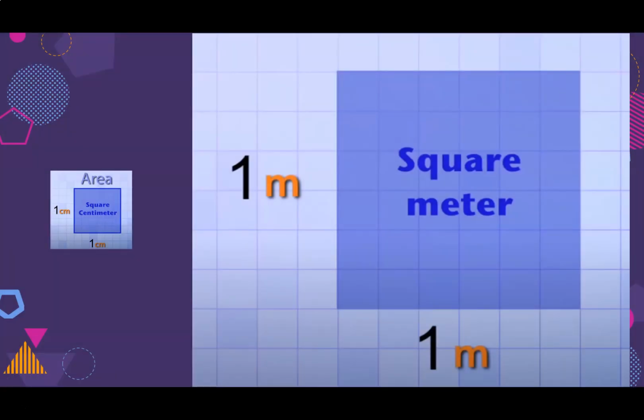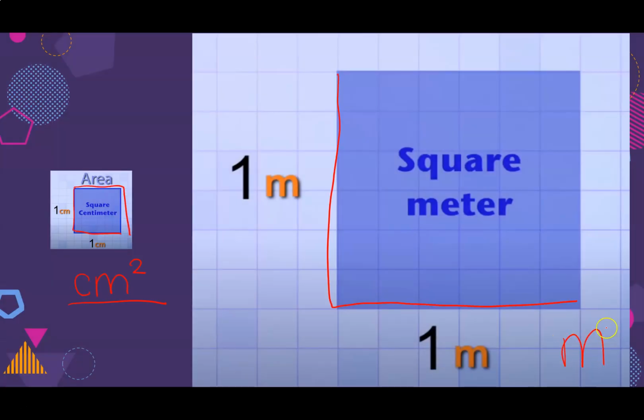Area is measured in square units. So if we are talking about a square that is 1 centimeter by 1 centimeter, we say that this is a square centimeter. And our unit is written cm with a small 2. That small 2 is squared. You would say centimeters squared. If our square is 1 meter by 1 meter, we would say we have a square meter. The units would be written meter squared with the small 2.